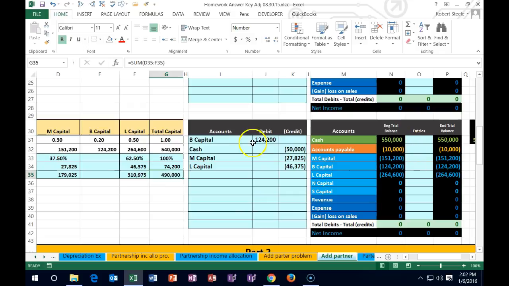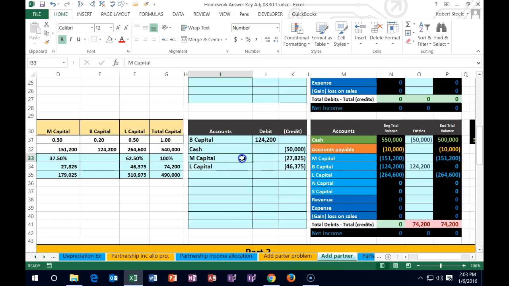Okay, so we're going to post out the B capital. So here's B's capital. We're going to go to O34 to do so and select equals, point to the 124.2. That will bring this amount down to 0. Then we're going to go to the cash account. So here's cash, here's cash. We're going to put the entry here in O31 equals, point to the 50. That's going to bring cash down by 50 to 500,000.